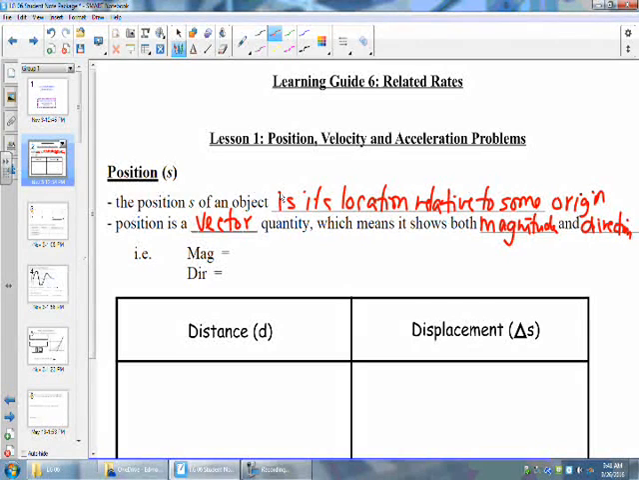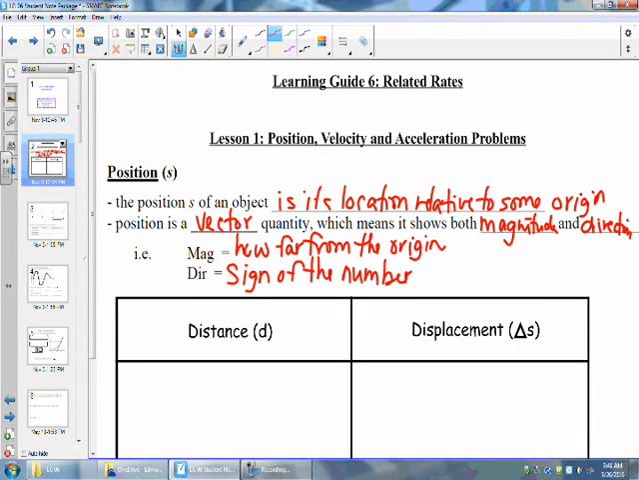Now, what are magnitude and direction? Again, if you're not in physics, some of this terminology might not be too familiar. Magnitude is basically how far something is from the origin. And don't worry, I'll give you a visual representation of this in a minute. And direction is talking about the sign of the number.